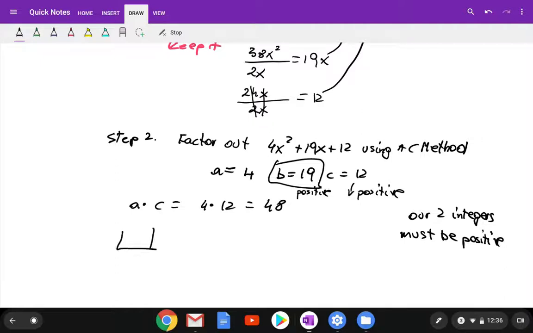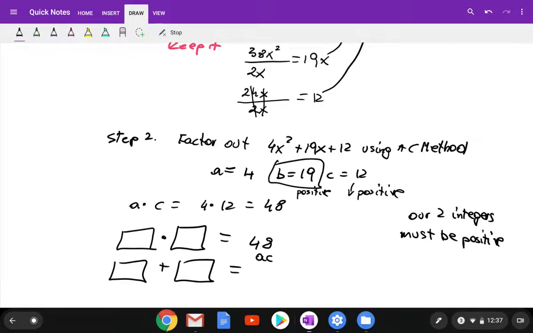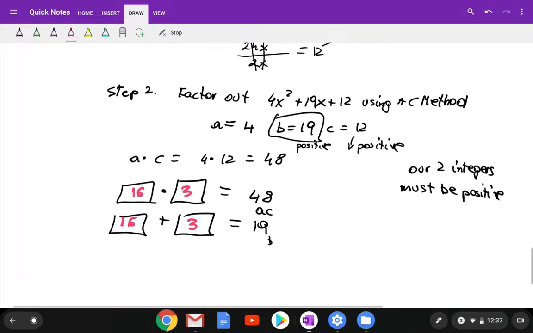So next what we need to do, we need to find the two integers which will give you AC, which is 48. And the same integers by addition has to give you the coefficient B, which is 19. So we already know that they both have to be positive. So let's think what's going to work. 16 and 3 definitely works here. 16 times 3, 48. 16 plus 3, we're getting 19.